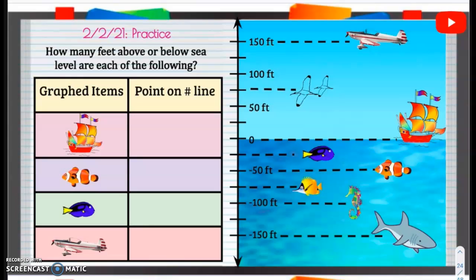All right, we're going to do some more practice. We're going to figure out how many feet above or below sea level are each of the following. So we have some different objects here out in our ocean. Remember, at sea level is 0. At sea level is 0.